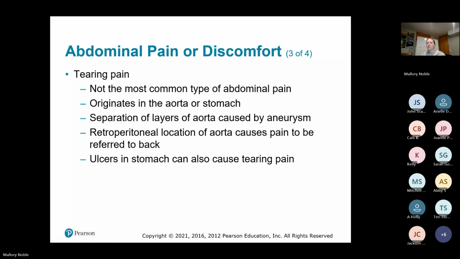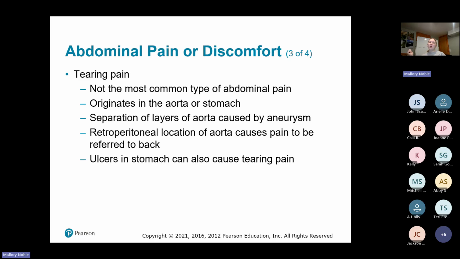Tearing pain. Oh, that's a bad day. We don't like to hear that one. So tearing pain is fairly specific to the aorta or the stomach? Usually the aorta, but it can be either one. Typically, this type of pain is felt when there's some sort of separation happening within the layers of the aorta caused by aneurysms, usually by actively dissecting aneurysms.